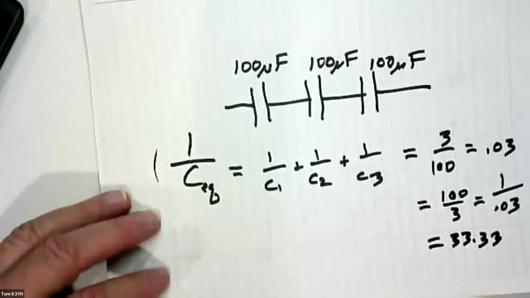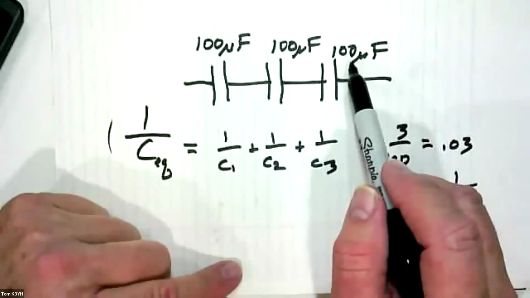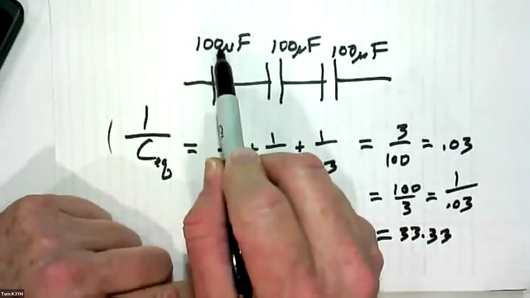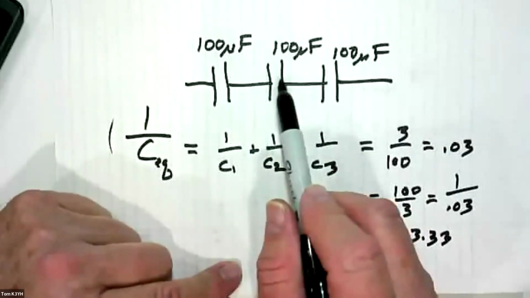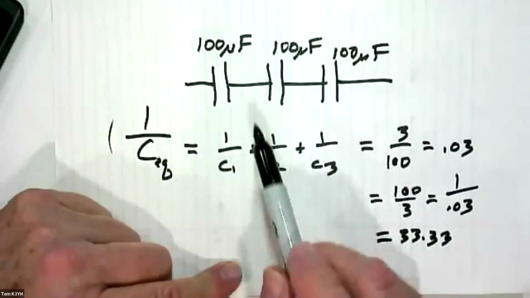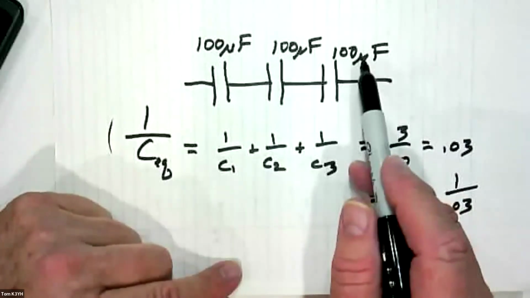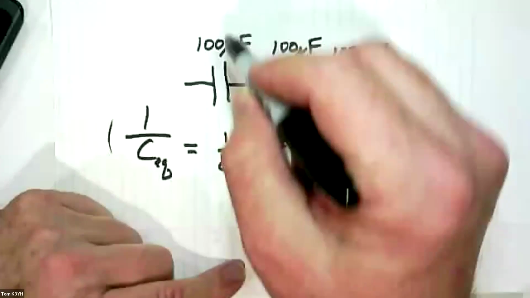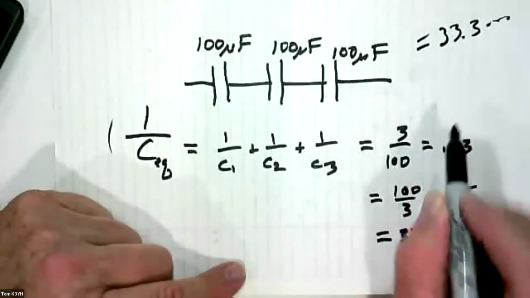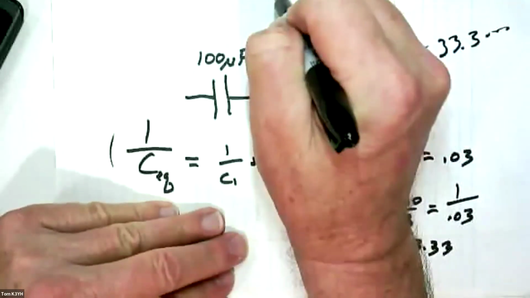Okay. Now, it happens that when all the capacitors in series are equal, then the total capacitance is just the value divided by how many you have. And that's what we did here. But the simplification of it, you can look at this really quickly and say, okay, I've got 3 100 microfarad capacitors in series. So it's 100 divided by 3. So that's equal to 33.3.